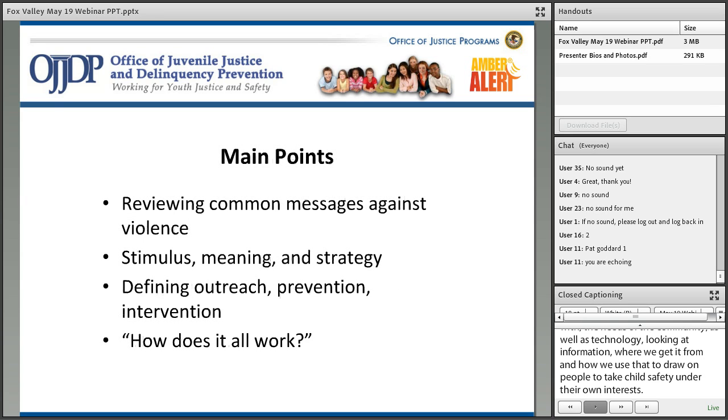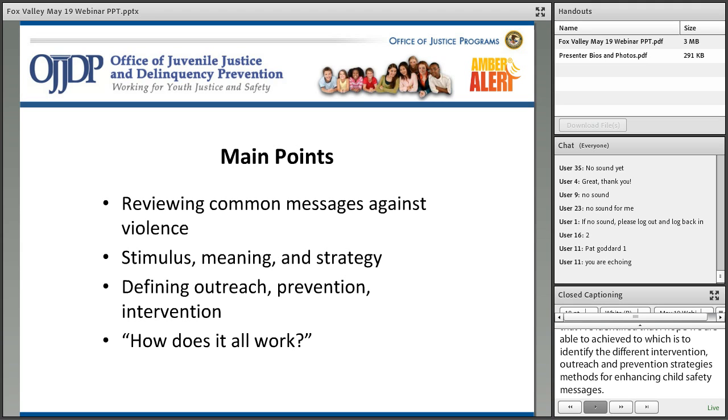Some main points that I'll be hitting on today are looking at some of the common messages that we currently have in our communities, or that we often see, not just within our communities, but within the state and national arenas as it relates to violence and everything that we try to do to prevent or decrease the amount of violence we see in our communities.